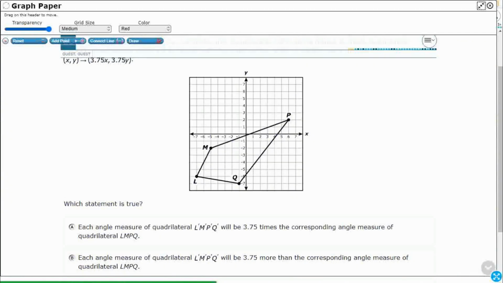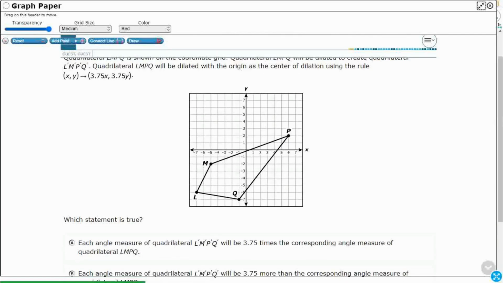And it's that each x and y is going to be multiplied by 3.75. So there's my rule. So what does that mean, right? So I've got this P of 6, right? This has an x of 6, a y of 2. I'm going to multiply each of those by 3.75.